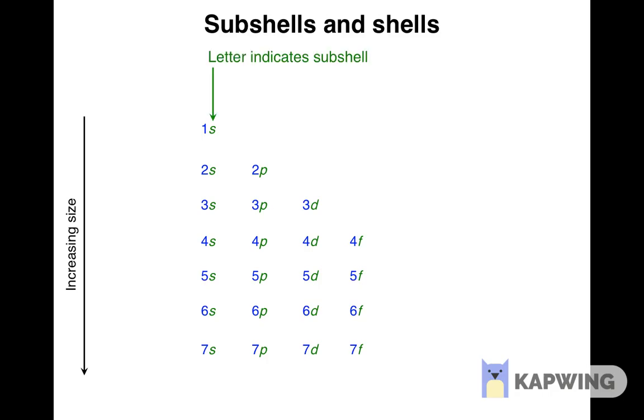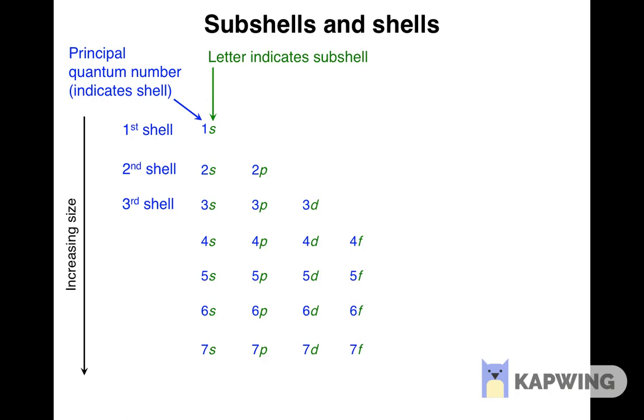The number before the letter that indicates the subshell type, s, p, d, or f, is known as the principal quantum number. All orbitals that have the same principal quantum number make up a shell. So the first shell only consists of one subshell, 1s, which consists of a single spherical s orbital. The second shell consists of two subshells, 2s that consists of a single spherical s orbital, and 2p that consists of 3 dumbbell-shaped p orbitals.